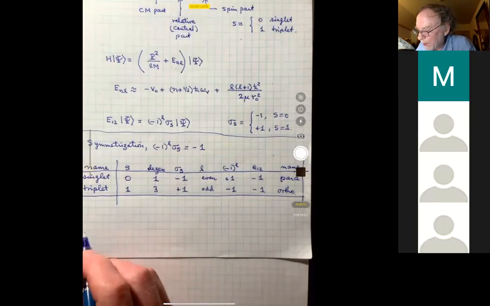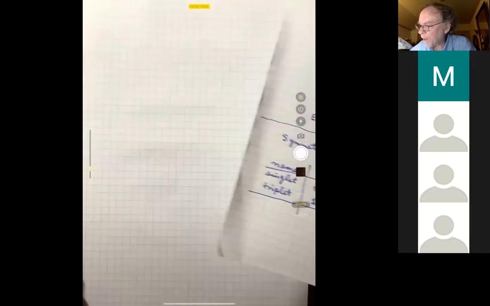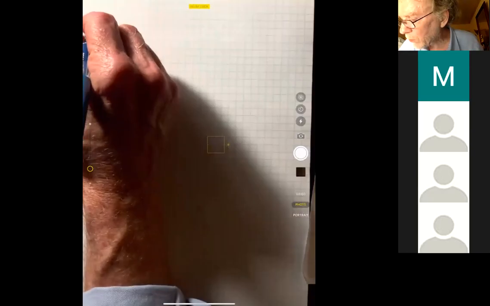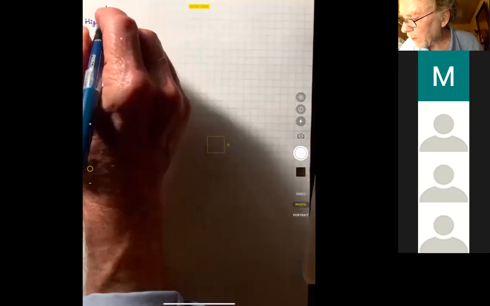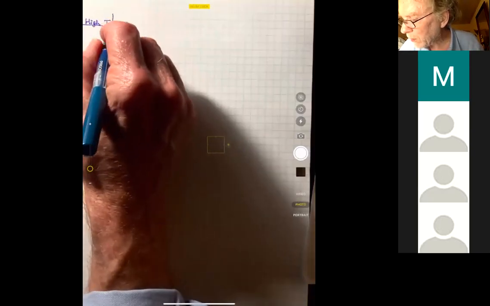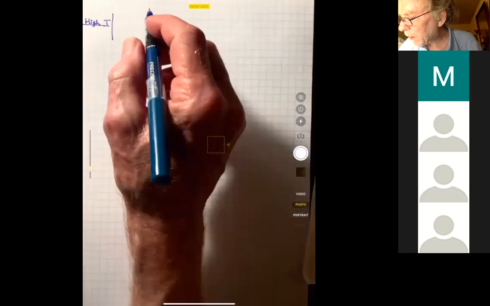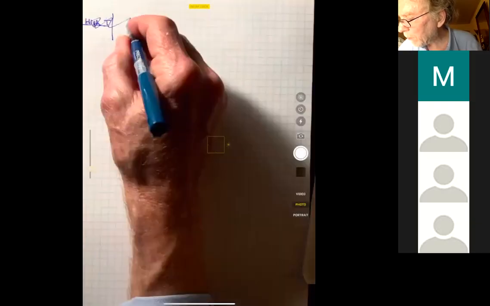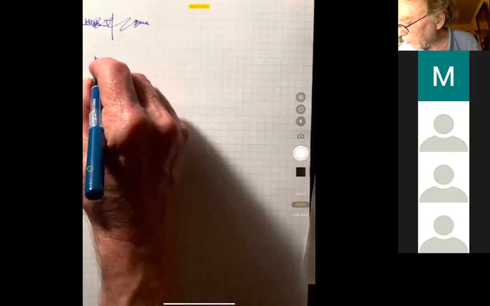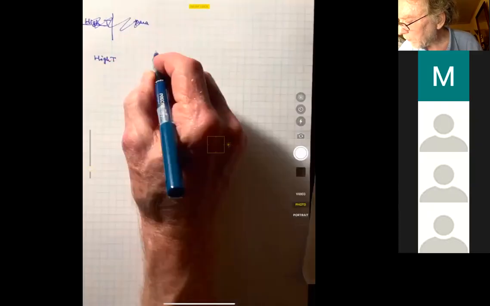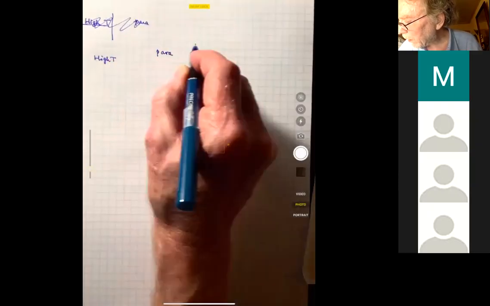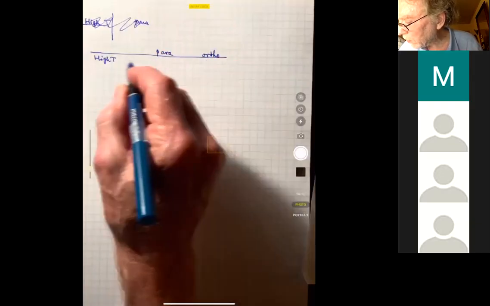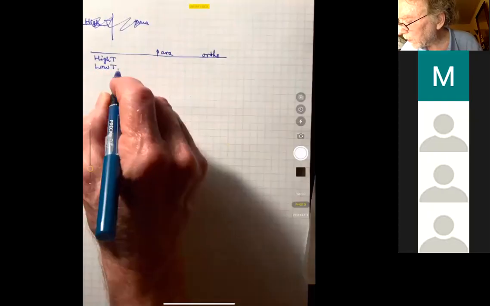Let's examine this in two cases: a high temperature case and a low temperature case. Let me do the table this way. I'll have para states and ortho states up here, and high T and low T, high temperature and low temperature, down the side.